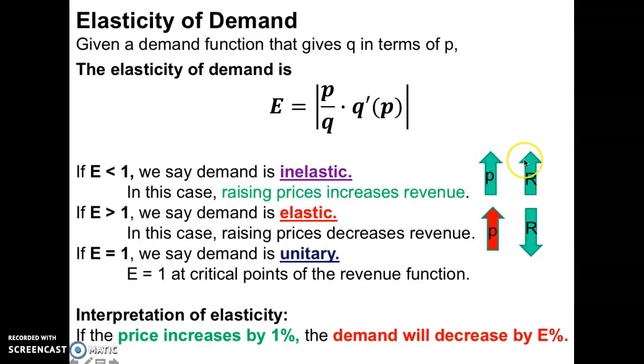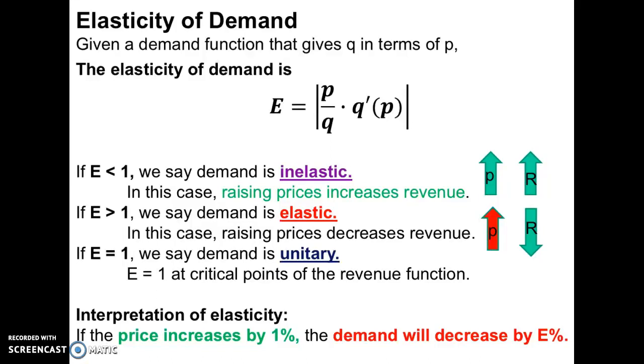Notice with inelastic, as one rises, the other rises. If I put an elastic band around this one, it'll pretty much stay the same. But if I put an elastic rubber band around this and this, it will tug away from each other. Notice raising prices will decrease revenue. So the two things are going to be elastic, or they're going to compete with one another.